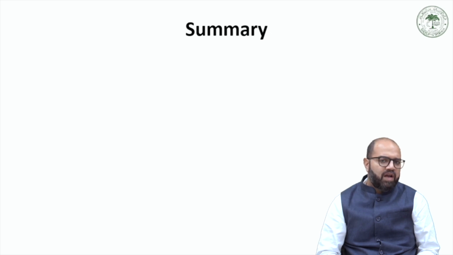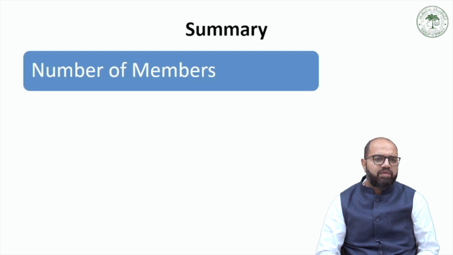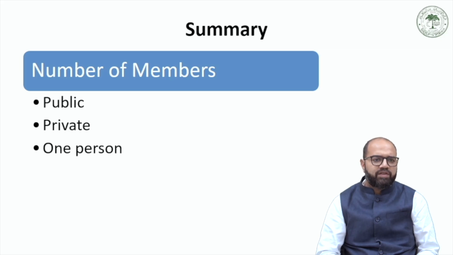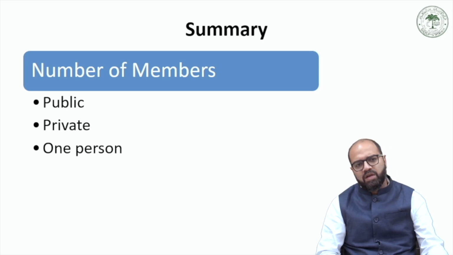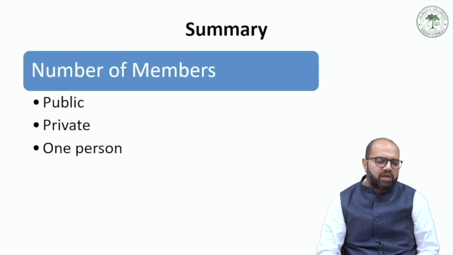Now we come to the end of this lecture. Just to summarize it for the benefit of the learners, we have discussed two kinds of classification. Firstly, on the basis of number of members, where we have three kinds of companies, that is public, private and one person company. So this classification focuses on the company structure in terms of the number of its shareholders.